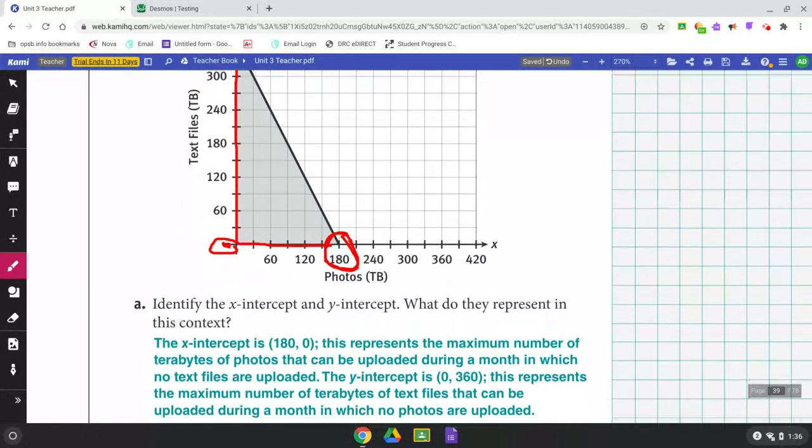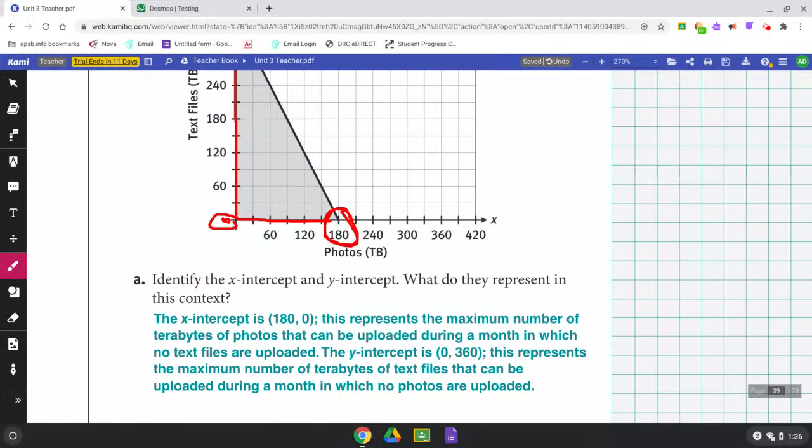So the x-intercept represents the maximum number of terabytes of photos that can be uploaded during a month in which no text files are uploaded. The y-intercept, 0, 360, represents the maximum number of terabytes of text files that can be uploaded during a month in which no photos are uploaded.